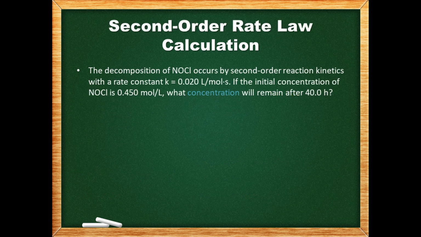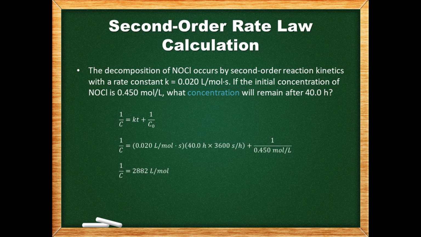The decomposition of nitrosyl chloride occurs by second-order reaction kinetics with a rate constant K equals 0.020 liters per mole per second. We are asked to find the concentration remaining after 40 hours if the initial concentration is 0.45 moles per liter. To begin, we write down our integrated rate equation for second-order reactions. We are given values for the rate constant, the time, and the initial concentration, which we can use to find the concentration remaining. Plugging these values in, we can take the reciprocal of each side to give us an answer of 3.5 times 10 to the negative 4 moles per liter.